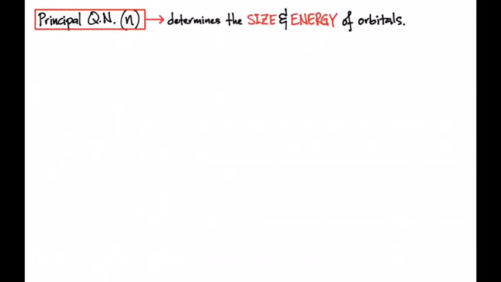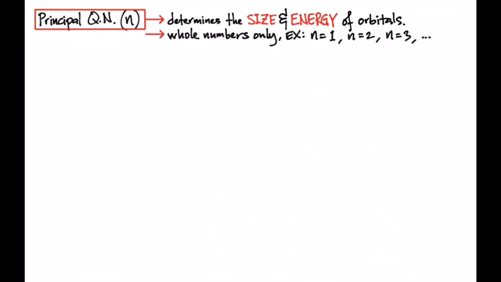So let's look at these quantum numbers in a little bit more detail. The first one again is called the principal quantum number, and it has the symbol lowercase n. What this tells us is the size and energy of the orbitals. By definition, orbitals are the regions of space where electrons are likely to be found. So there's a high probability of finding an electron in these orbitals.